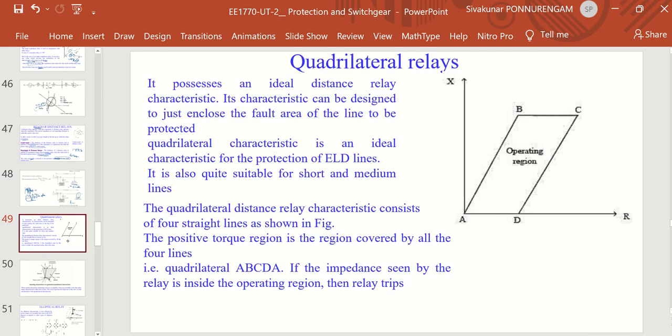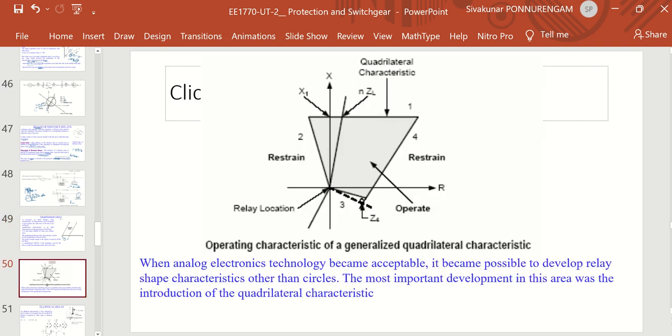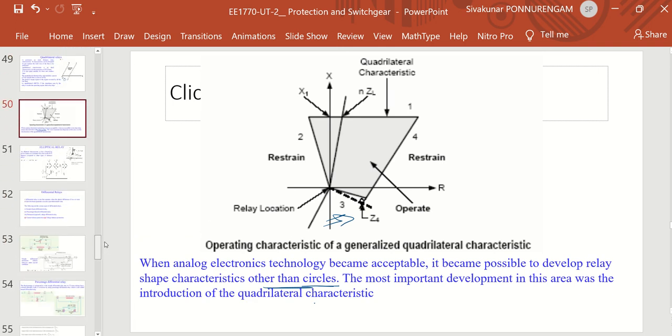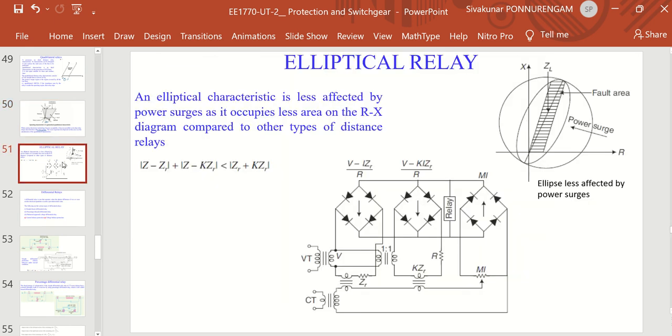This is the quadrilateral relay. Based on the change of reactance, a combination of the reactance relay, we obtain this quadrilateral relay. So it is possible to develop relay characteristics other than the circle, depending on our requirement, and based on the alpha value we can easily change it. Up to this we have seen that; now this is the elliptical relay, where the position will also change.